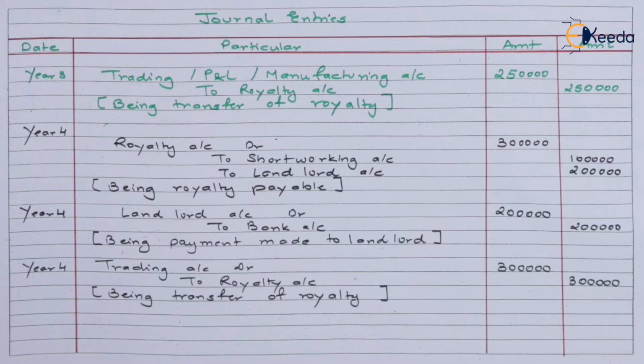So let's pass that entry, because at the end of the 4th year, after that there is nothing known as recoupment that is going to happen. Hence this entry is supposed to be passed in this year itself.